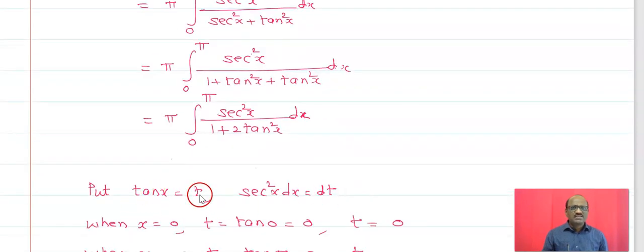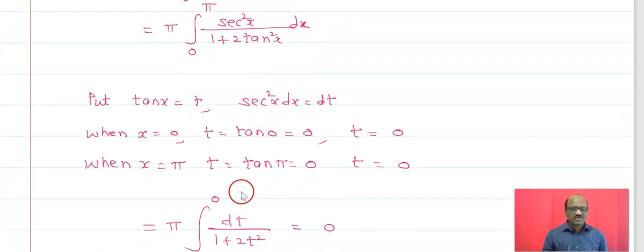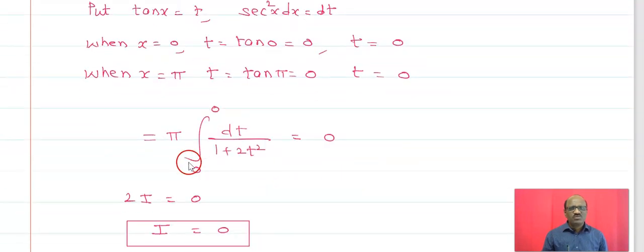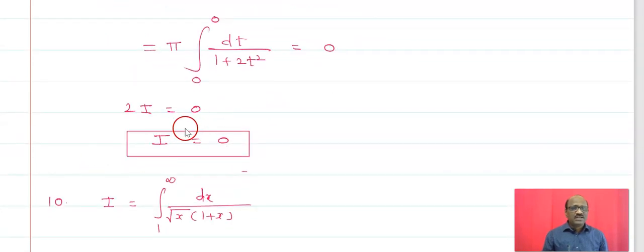Now put tan x is equals to t. What about its derivative? Sec square x into dx is equals to dt. When x is equals to 0, t is equals to tan 0, that is t is equals to 0. When x is equals to pi, t is equals to tan pi, that is t is equals to 0. What is happening here? It's a very interesting limit. That is I is equals to pi, integral lower limit is 0, upper limit is 0, and overall that will become 0. Therefore I is equals to 0.